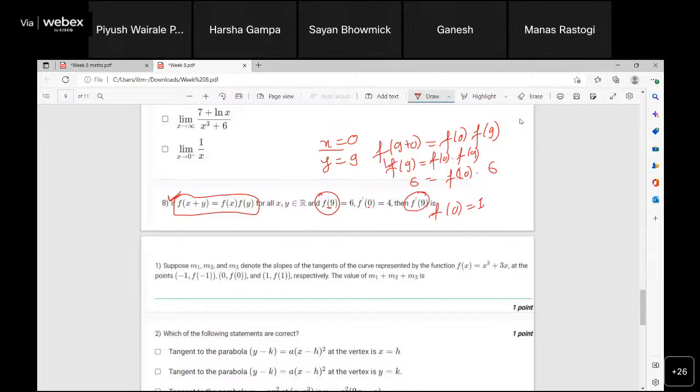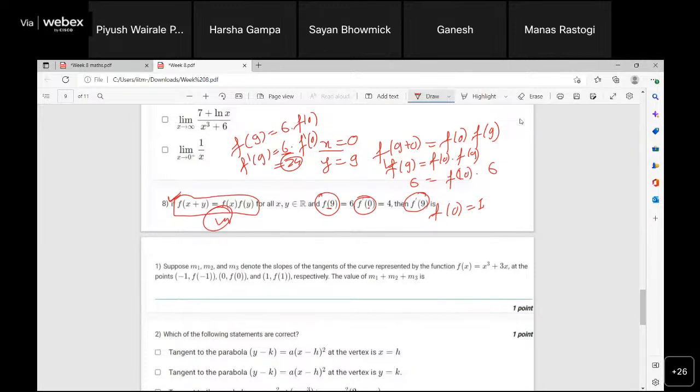We can use the direct definition. Basically it is 6 into f of 0. If we differentiate that, f dash of 9 equals 6 into f dash of 0. So 6 into f dash of 0 is 24, like this we can get. Just try it out. You can do it another way also.